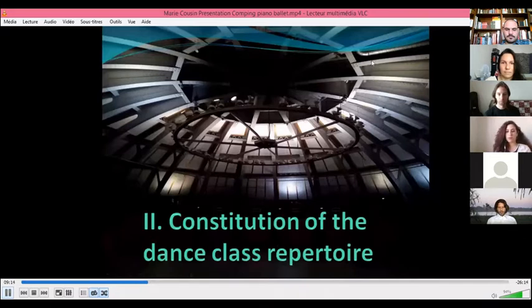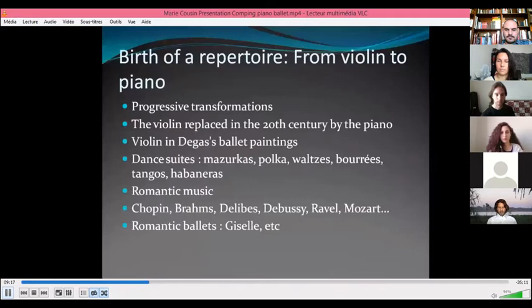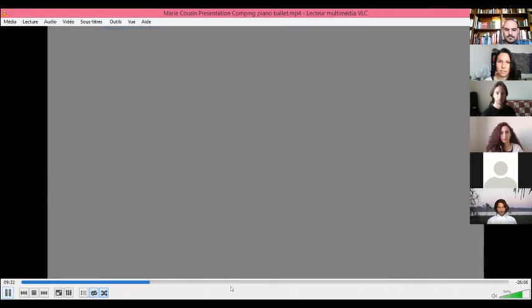First, the repertoire from violin to piano. The music repertoire of dance classes is a result of progressive transformation. The violin was replaced in the 20th century by the piano, but it was the king of the dance classes. Many illustrations of dance classes accompanied by the violin persist, especially in the Degas painting.